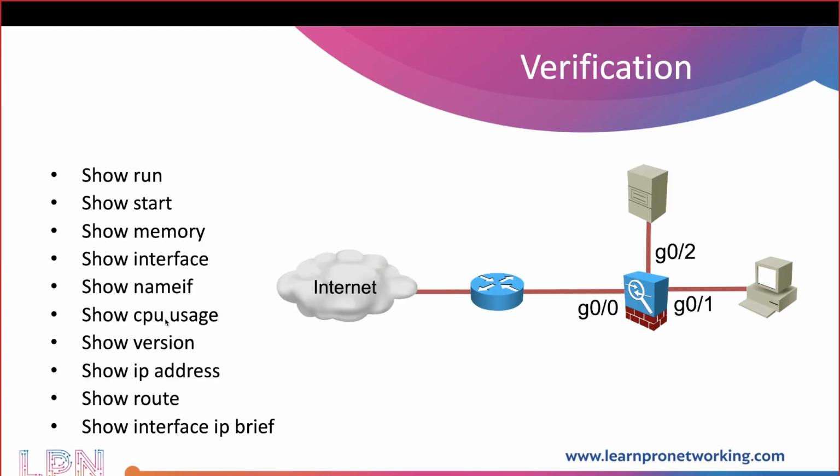Okay, so show IP address, show route, we have to see the routing table. Anyway, later on we will see that one. Show interface IP brief, I think I have explained to you, right? We have seen the show route command output. We have also seen the show interface IP brief command. Am I right? We have seen these two.